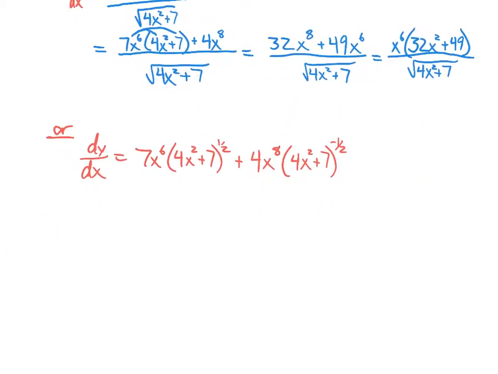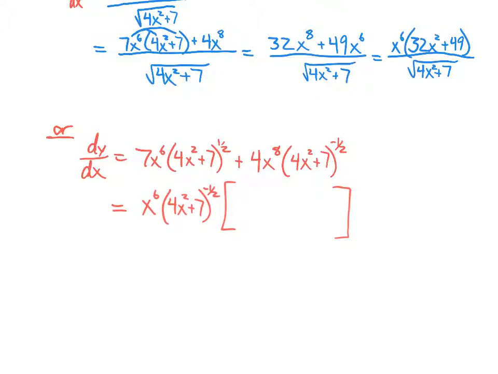Okay? And what I'm going to do is actually factor out, and this is going to seem weird, but I'm going to factor out the x to the 6th, but I'm also going to factor out a 4x squared plus 7 to the lower power. Which one is the lower power? The negative 1/2 power. Now you've probably never really worked with factoring out negative exponents before. But check out what happens here.